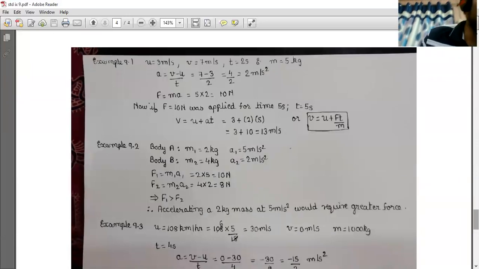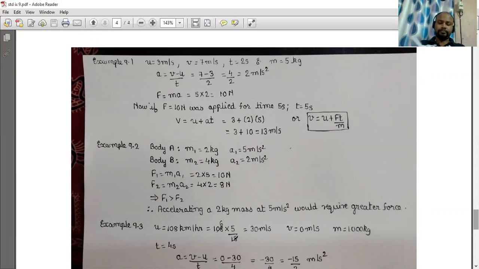Now moving on to the numericals of the ninth chapter. Hope all might have received the textbooks. Example number 1 suggests a constant force acts on an object of mass 5 kg. So mass is given 5 kg for a duration of 2 seconds. Time is given 2 seconds. It increases the object's velocity from 3 meter per second to 7 meter per second.